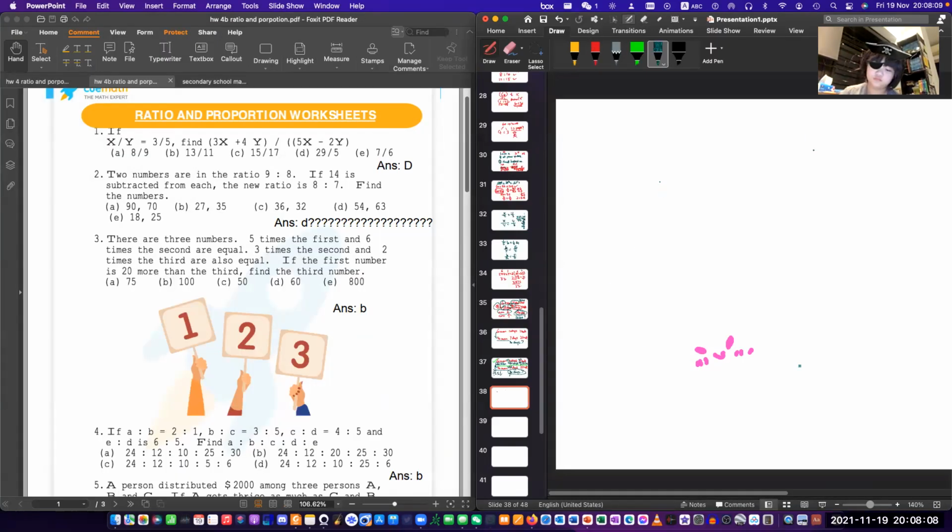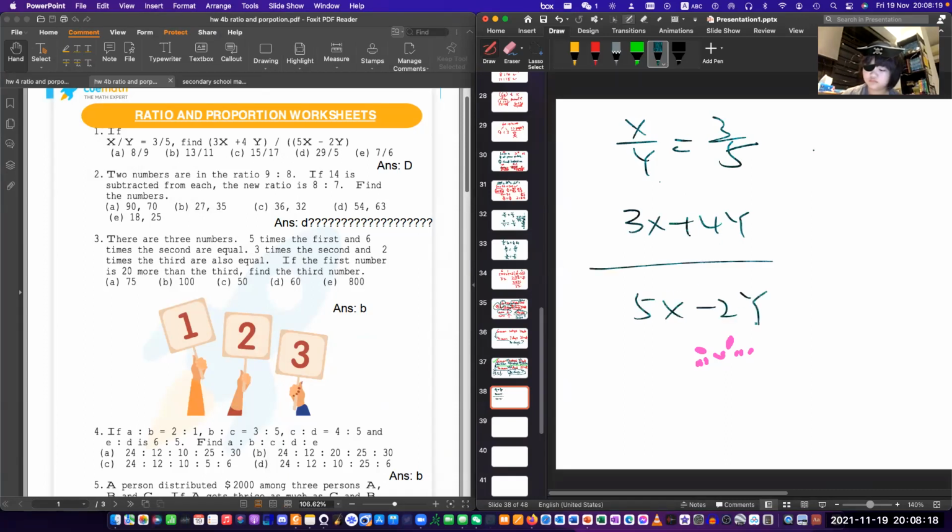Over here, you have x over y is 3 to 5. So 3x plus 4y over 5x minus 2y. How come there are so many brackets here? I think they have an extra bracket here, which is not needed. So x is 3 units, y is 5 units. What you need to do is just substitute this into it. So 3 times 3, 9. 4 times 5, 20. You're going to have 29 above.